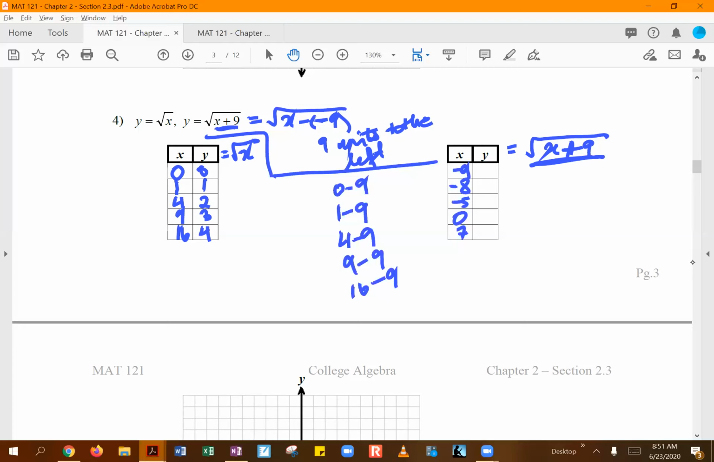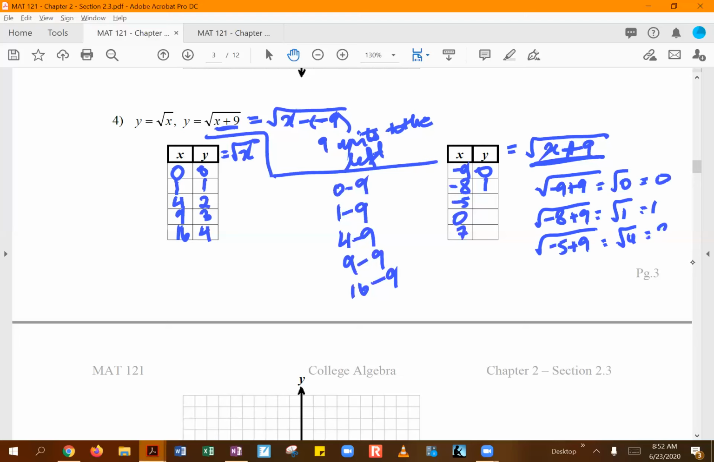Just think about this. Now that we have our x values, yeah, very good, Meredith. We have our x values, you just put that in your function over here. So square root of negative 9 plus 9 would be square root of 0, which is, of course, 0. If you did, very good, Lori, square root of negative 8 plus 9, that would be square root of 1, which would, of course, be 1. Square root of negative 5 plus 9 would, of course, give you 4. Square root of 4 is 2.